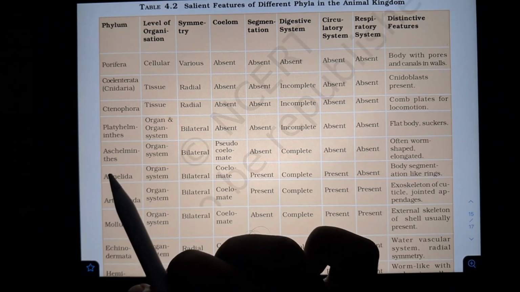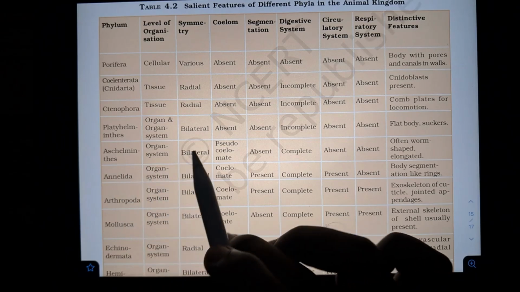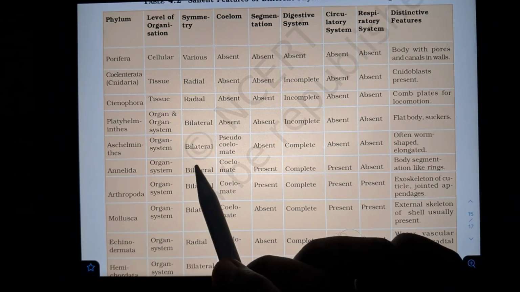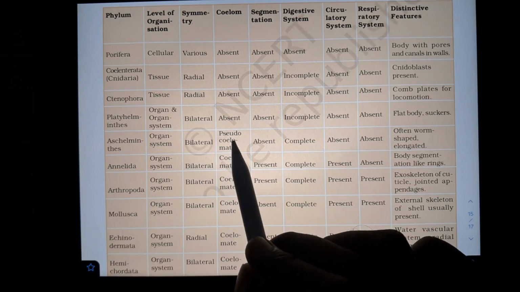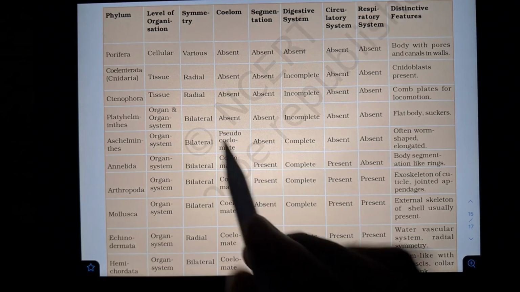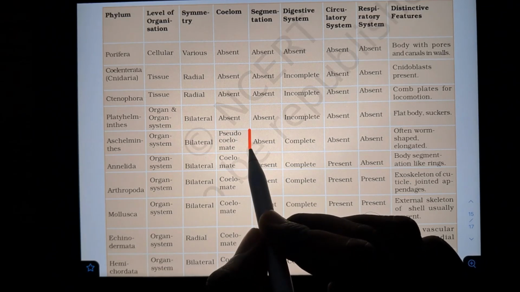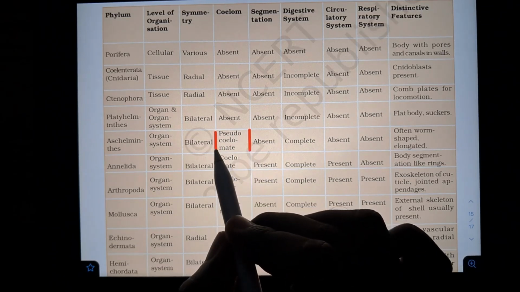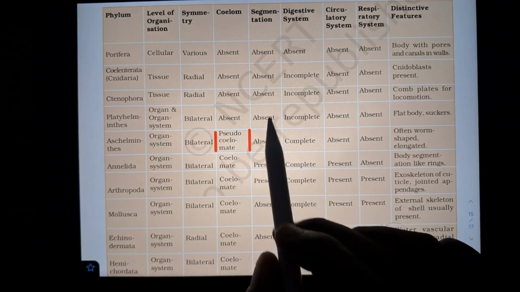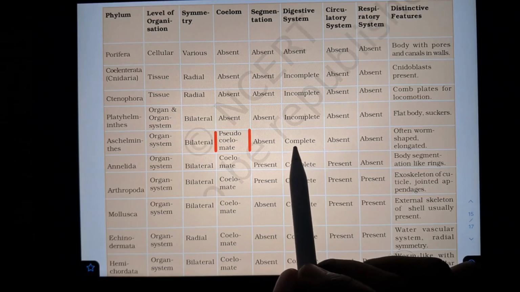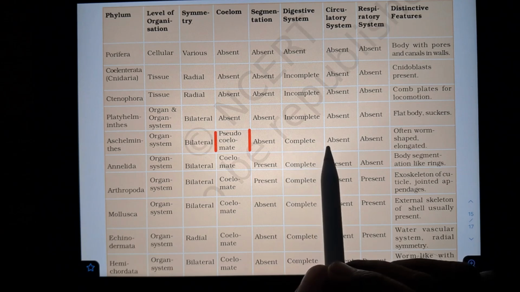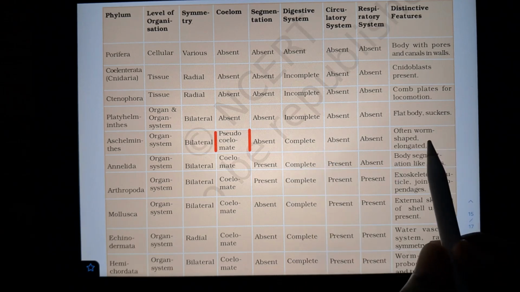Next, Aschelminthes: organ system level of organization, and bilateral symmetry. Pseudocoelomate is one of the special ones. It may be asked every year in the exam. Pseudocoelomate, no segmentation, and a complete digestive system is formed for the first time in Aschelminthes. There are no circulatory and respiratory systems. The distinguishing feature is a worm-shaped elongated body.